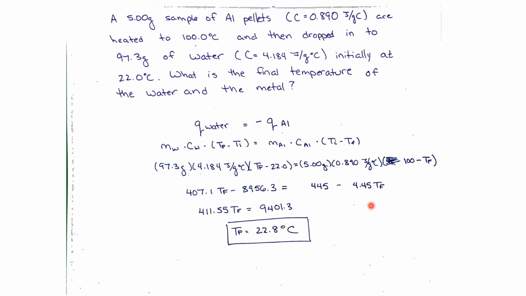And that number makes sense because it is between the two numbers I started with. It is warmer than the cold water that this hot aluminum was put in. And it is colder than the temperature of the hot aluminum. So that makes sense. It should be between these two.